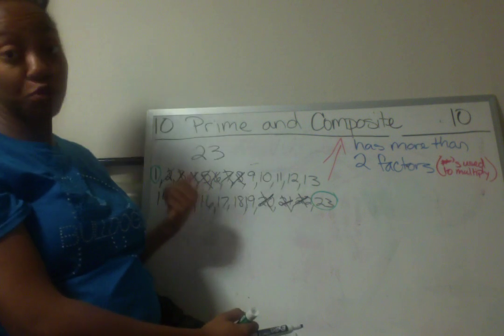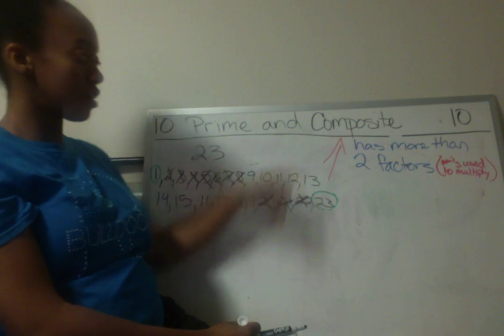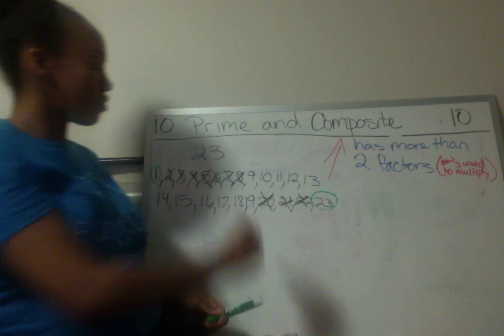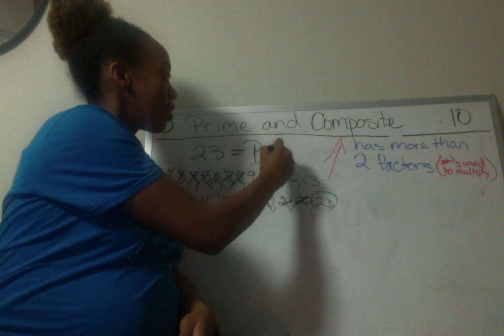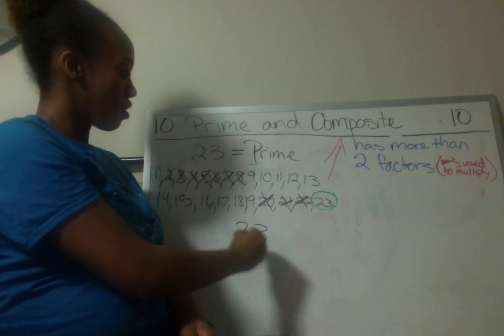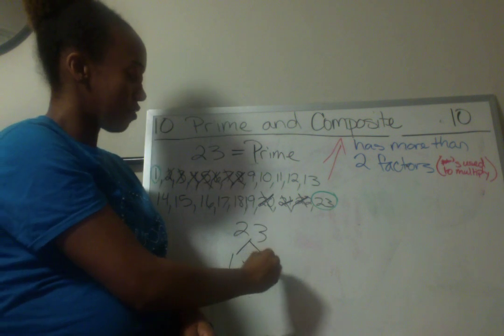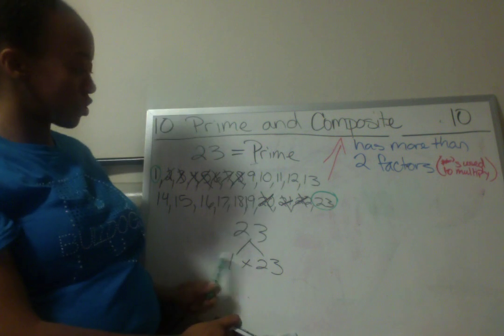So see, this is where your multiplication and division comes in handy. Basic facts will help you with prime and composite numbers. So 23 is a prime number. The only factors for 23 are 1 and itself. These are called factor trees.